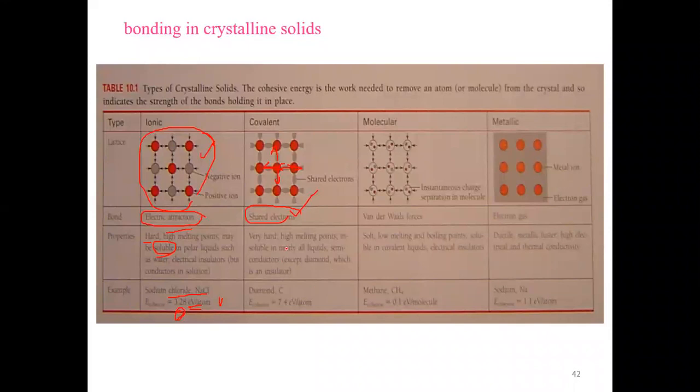For example, it is very hard, and it has a very high melting temperature and is insoluble in nearly all liquids. So they are basically insoluble. Semiconductors, except diamond. Diamond is an insulator. Other than that, the materials having covalent bond are semiconducting in nature, and the cohesive energy of diamond is this one.